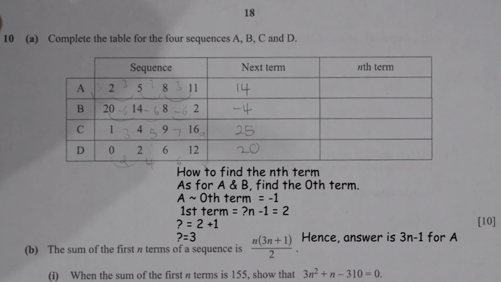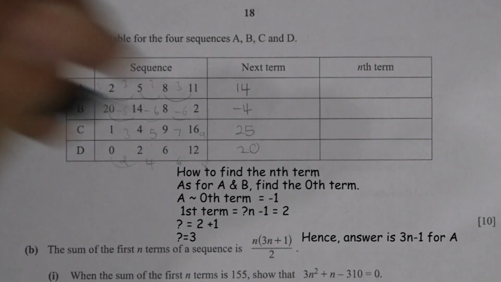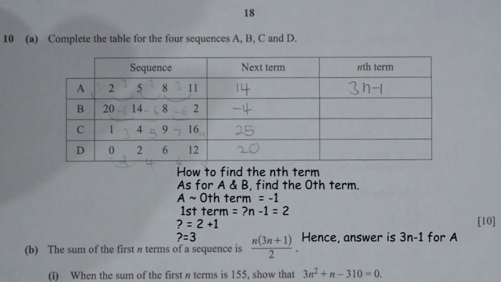So the formula goes: unknown times n minus 1 equals to 2. As we are using the first term, the n is actually equal to 1. So we do the shifting, then we get the unknown is 3. So the nth term formula will be 3n minus 1.